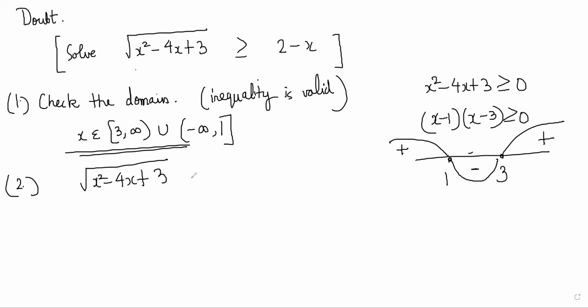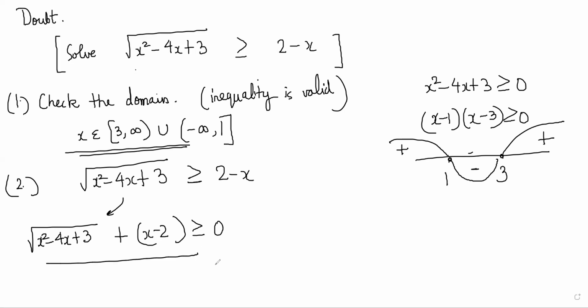So we have something like this greater than or equal to 2 minus x. Now there are multiple ways to do it. One way is to think of it like this: x square minus 4x plus 3, plus x minus 2, greater than or equal to 0. This is the inequality that we need to solve. Now, the stuff inside the root can be written as x minus 2 whole square. What is x minus 2 whole square? That will be x square minus 4x plus 4. But here we have plus 3, so we should say x minus 2 whole square minus 1, plus we have x minus 2, greater than or equal to 0.